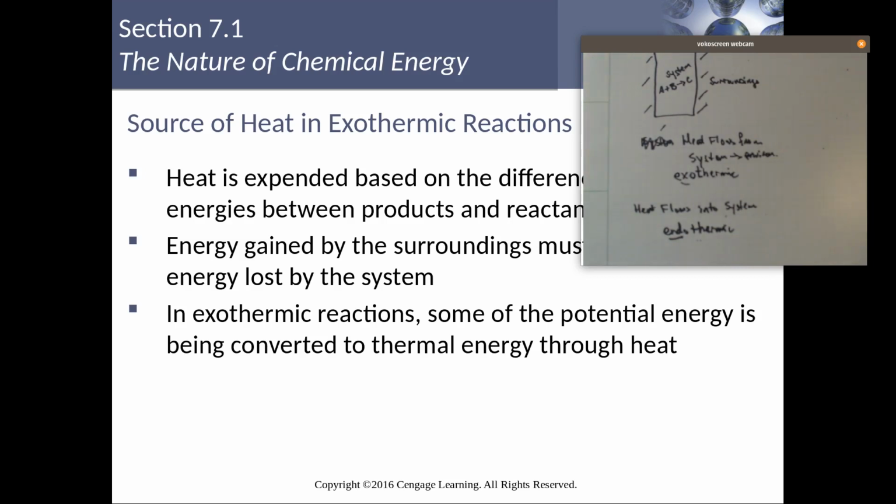Some reactions are very exothermic. Explosions are very exothermic. For example, adding acid to water is an exothermic reaction because some sort of chemical process is releasing energy into the system. The system responds by heating up, or the surroundings respond by heating up. Heat flows from the system into the surroundings is an exothermic process.